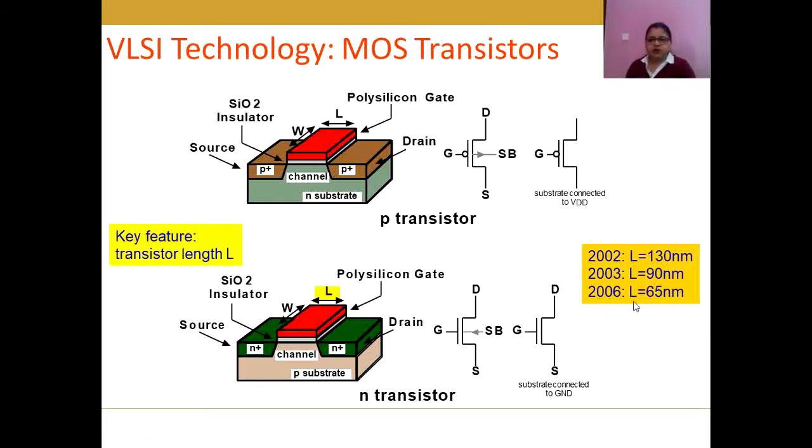So when we were in 2002, it was 130 nanometer, and just after 4 years, coming to 2006, it is reduced by half. So this is how we are advancing day by day. And now in 2020, this length of the transistor is reduced to even 14 nanometer. So a great advancement has been made.